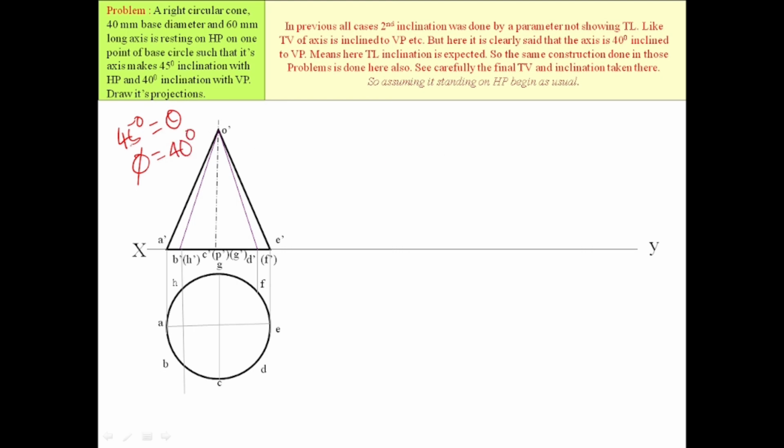We can represent both these angles as the angle between true length and the xy line, and we can represent theta in the front view and phi in the top view. That is the usual procedure.